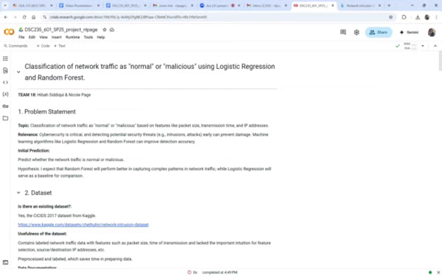And today we're going to be presenting our project on network traffic classification using machine learning. So our project is focusing on classifying network traffic as either normal or malicious using machine learning models, specifically logistic regression and random forest. And we picked this topic because cybersecurity is becoming a bigger issue every day. And to us, it just felt like a practical and interesting application of what we're currently learning in class. And we were really curious to see if machine learning could help detect potential attacks based on patterns in traffic data.